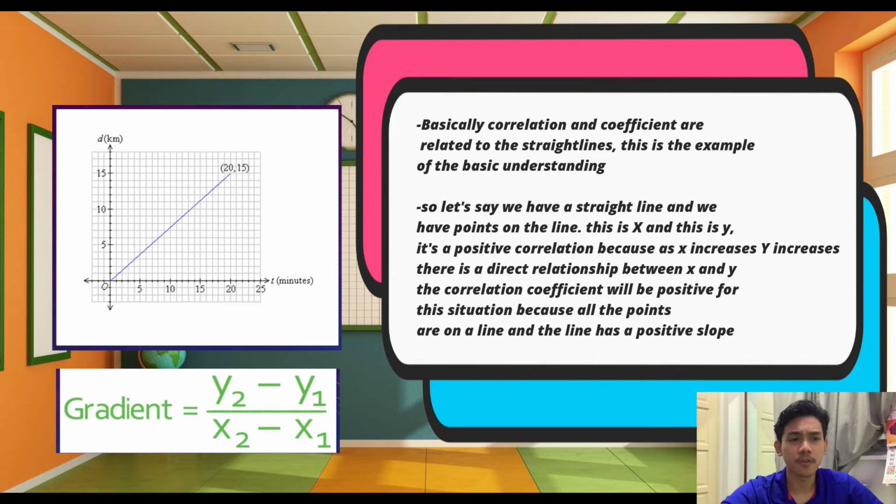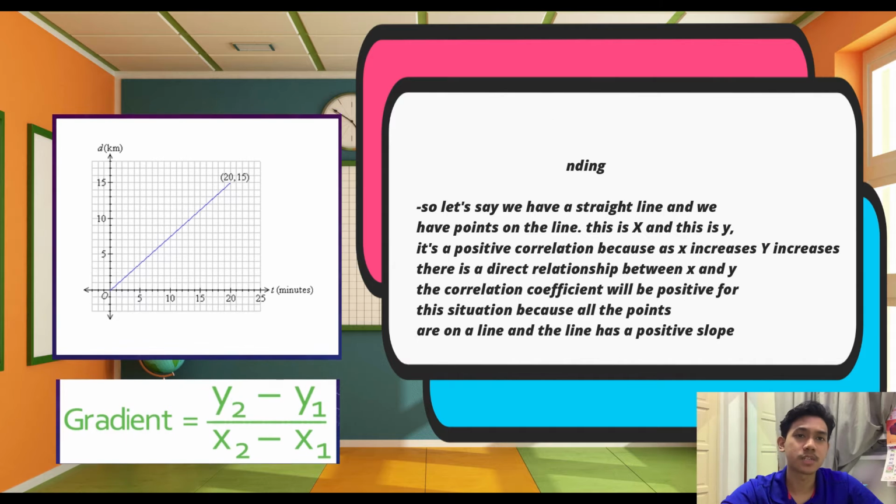So let's say we have a straight line and we have points on the line, for example, 0 as x and 2015 as y. It's a positive correlation because as x increases, y increases. There is a direct relationship between y and x. The correlation coefficient will be positive for this situation because all the points are on the line and the line has a positive slope.